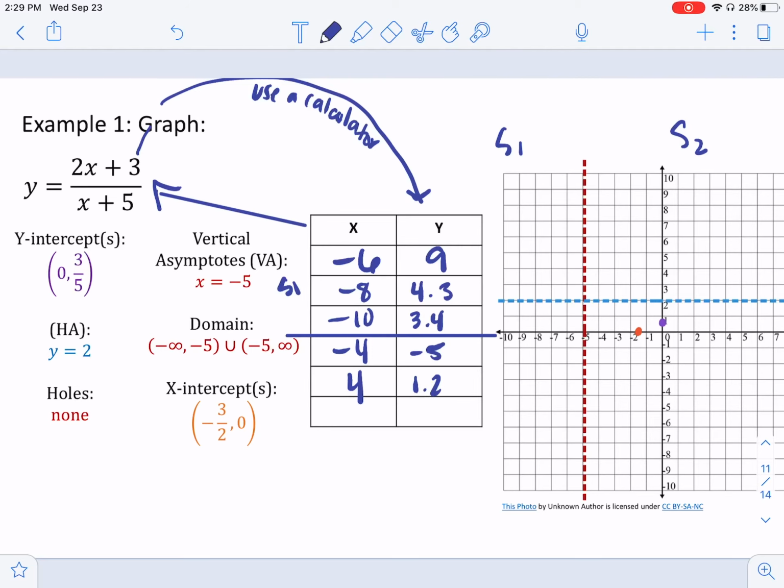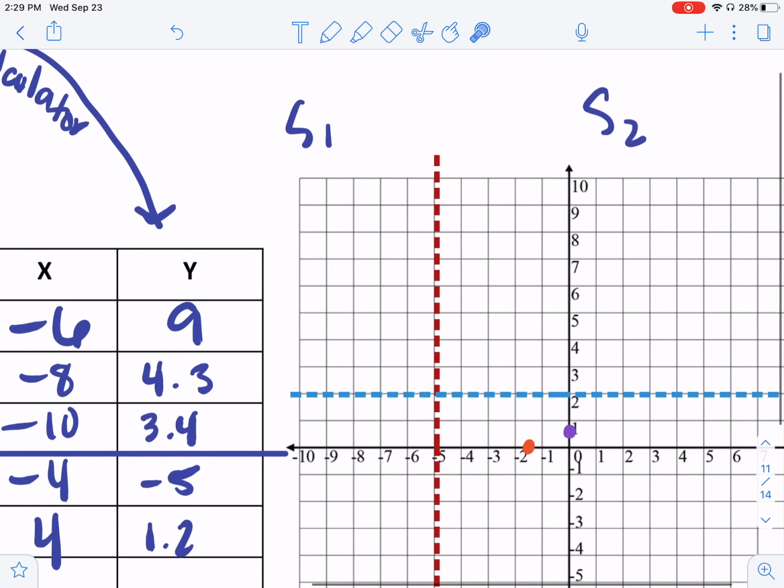So now that I have these, I can go ahead and plot them. So once again, I got this by plugging this x value into this equation, and I did use my calculator, and it gave me a y value. So I have one at -6, 9, -8, 4.3, so -8, 1, 2, 3, 4.3, -10 was 3.4.